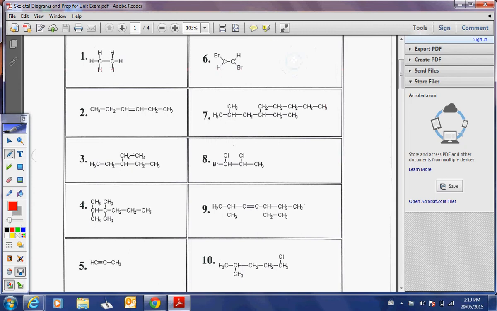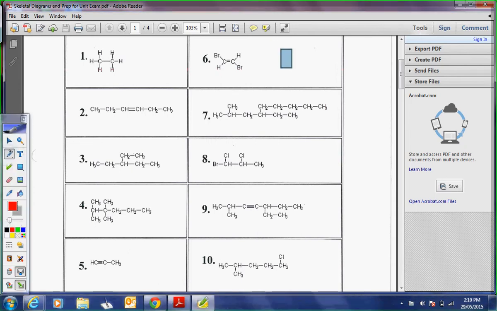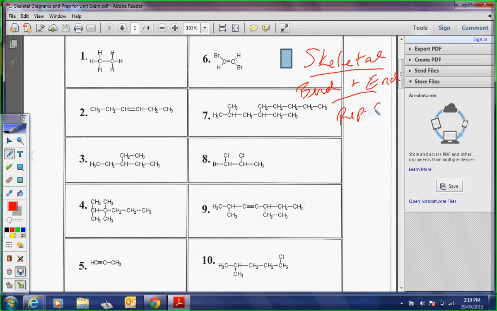So, skeletal diagrams, please. Every bend and every end represents a carbon with the appropriate number of hydrogens. You guys thought it was messy the first time I wrote it. Check out my shorthand. Okay, so every bend and every end represents a carbon with the appropriate number of hydrogens.